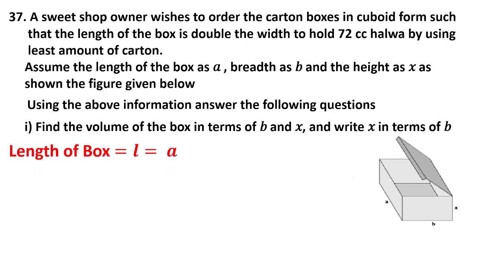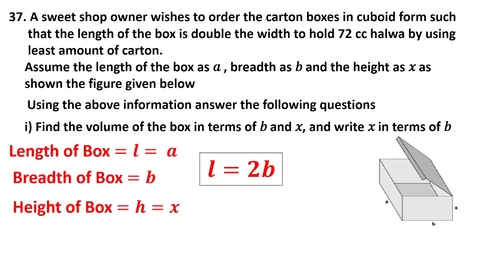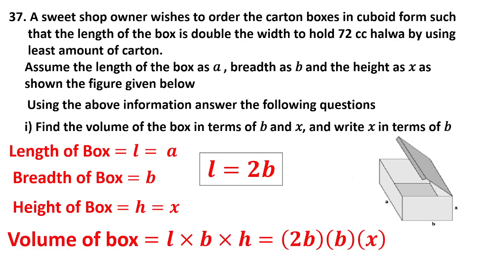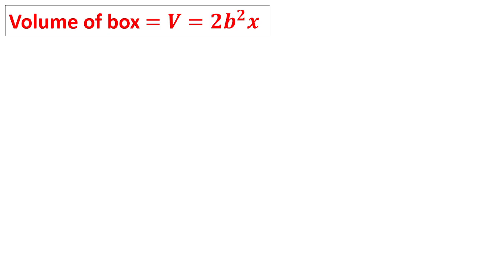For that, what you have to do? Length is L, breadth is B, already given as B. Height is given as X. Now it is given that L is equal to 2B. Where is it given? It is given that the length of the box is double the width. Now use the formula, volume is L into B into H. It will become 2B square X.